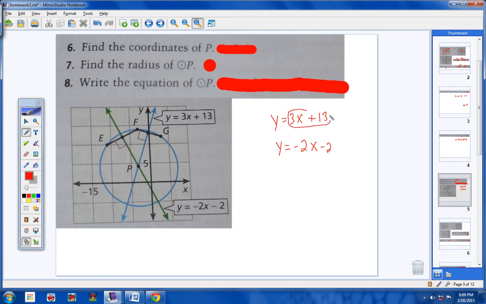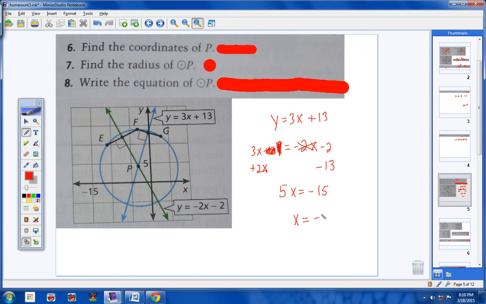Y equals this. So if that equals y, pick it up and put it in for y, okay? So in place of y right here, I'm going to put 3x plus 13. And now I have an equation right here that has all x's. I'm going to take this negative 2x, bring it over and make it a positive 2x. I'm going to take this positive 13, bring it over and make it a negative 13. Okay? So now I have 5x. 3 plus 2 is 5. Negative 2, negative 13, negative 15. Divide both sides by 5.